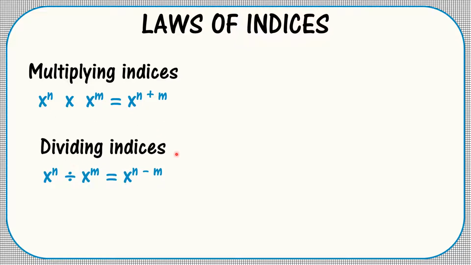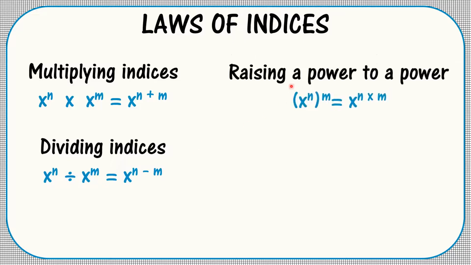If you are dividing indices, for example, x to the power of n divided by x to the power of m, the base in this example, which is x, will stay the same, and all you do is you minus the two index numbers. If you're raising a power to a power, for example, x to the power of n to the power of m, then again, the base number or the base letter will stay the same, and you just multiply the two index notations.